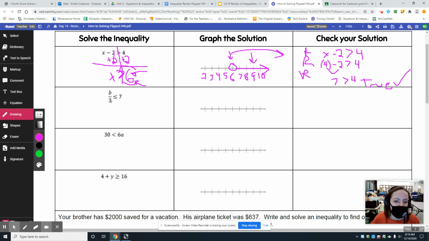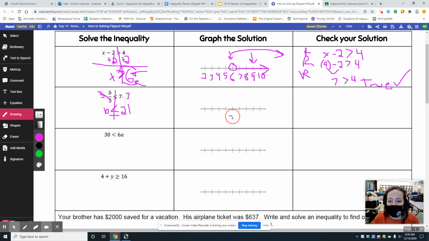All right, solve for b, drop our brick wall. B divided by 3, the opposite of dividing is times. So whatever we do to one side, we'll do to the other. These cancel out, leaving you with b is less than or equal to 7 times 3, which is 21.